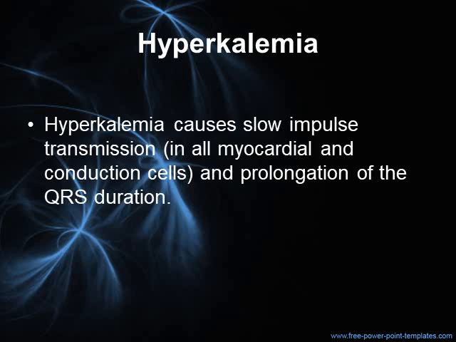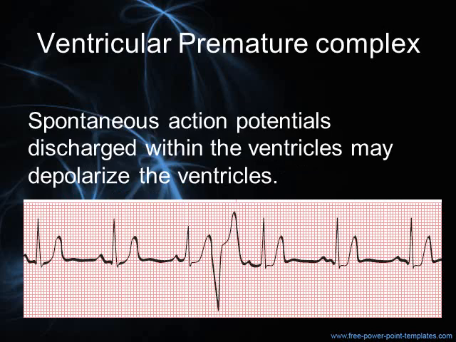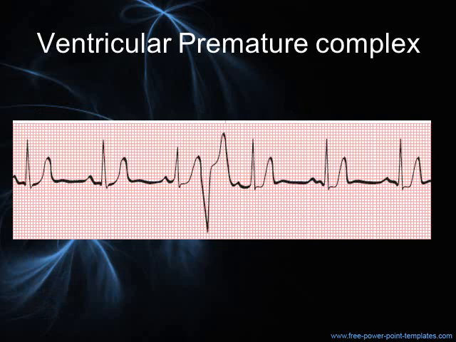Hyperkalemia causes slow impulse transmission in all myocardial and conduction cells, thereby causing prolongation of the QRS duration. And spontaneous action potentials discharged within the ventricles may depolarize the ventricles, causing a ventricular premature complex. So you can see the VPC having a longer QRS duration.